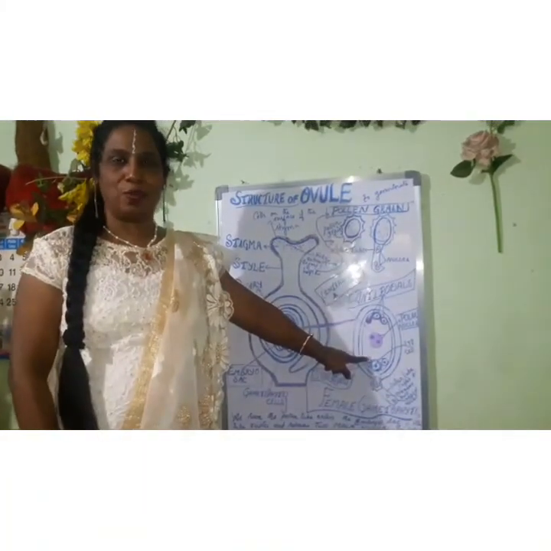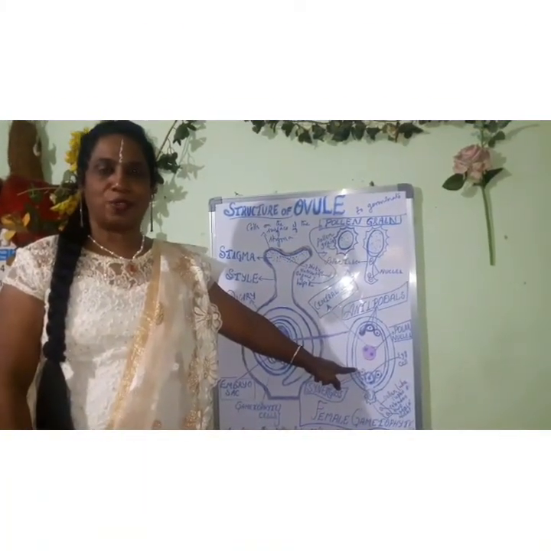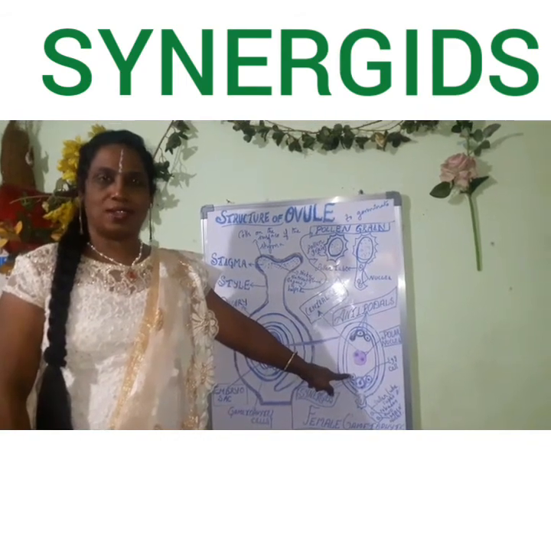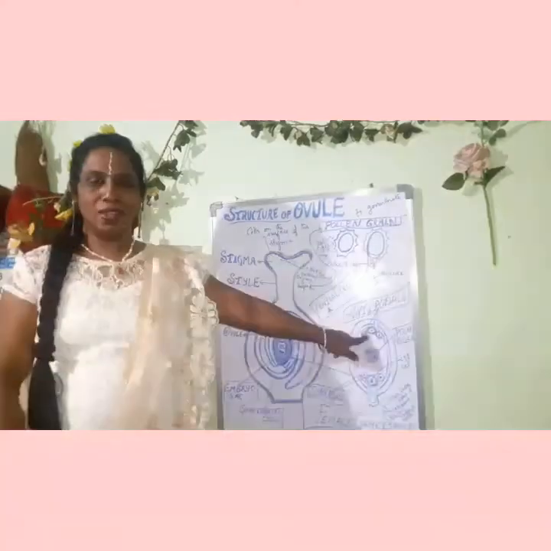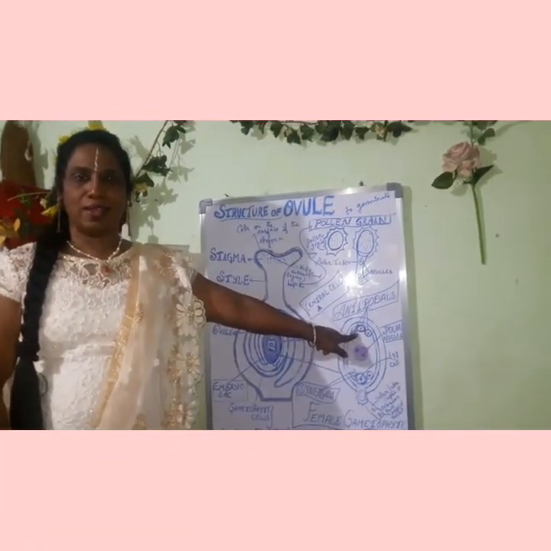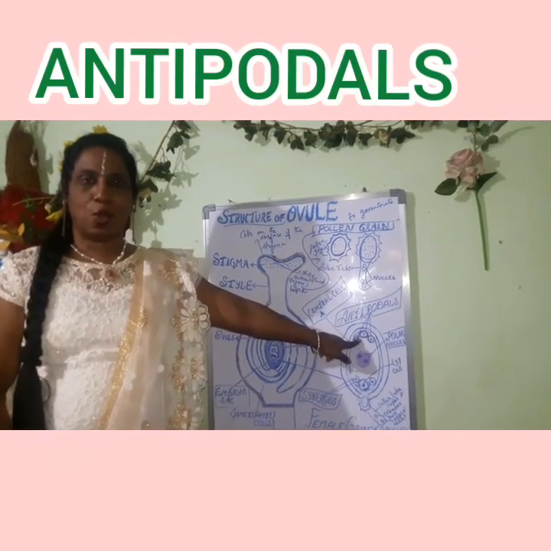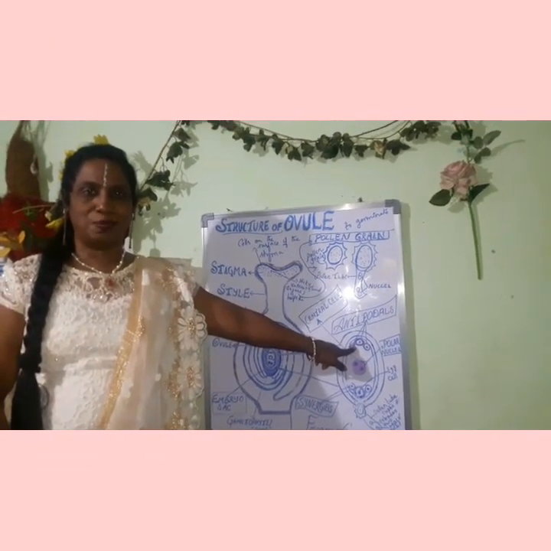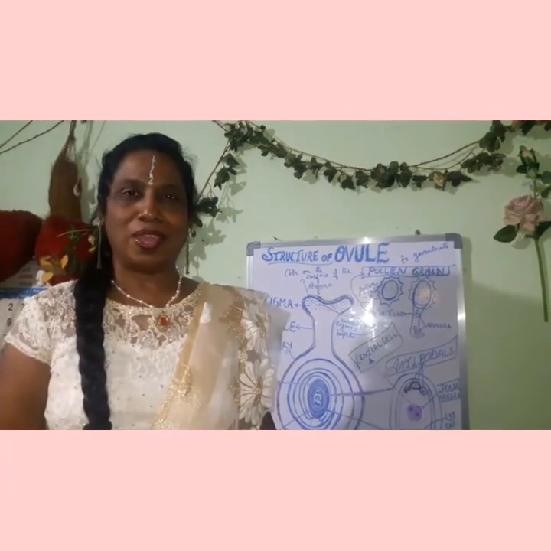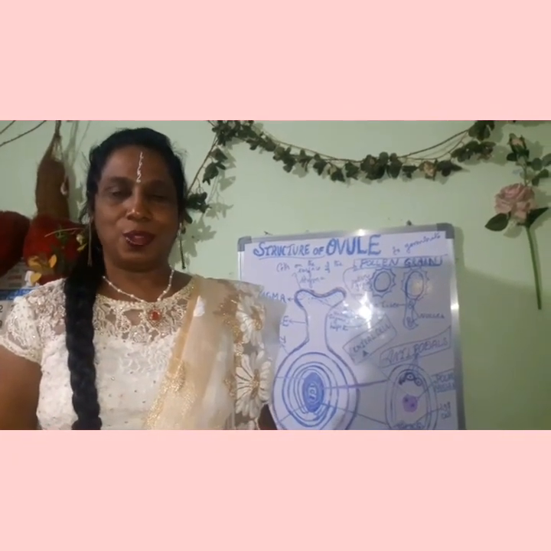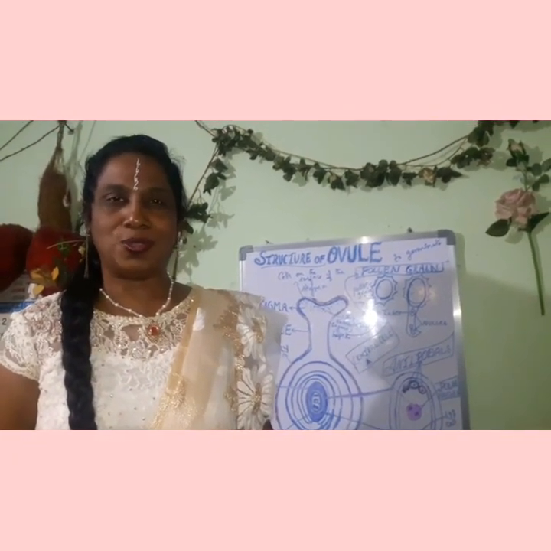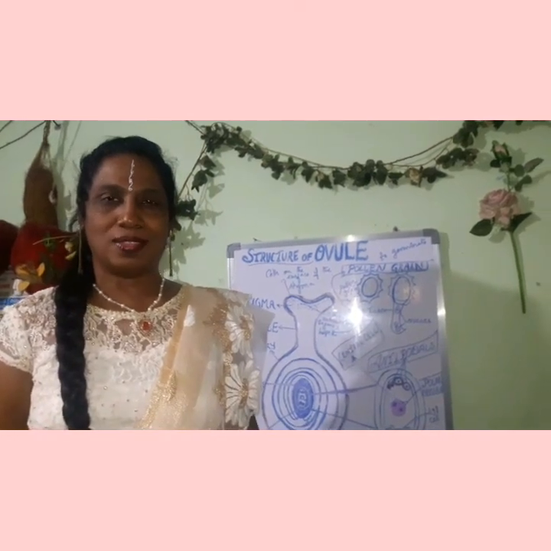The 2 cells present on either side of the egg cell are called synergids. Here, these cells are called antipodals. Thus we conclude that one of the male nuclei fuses with the egg cell to form a zygote.